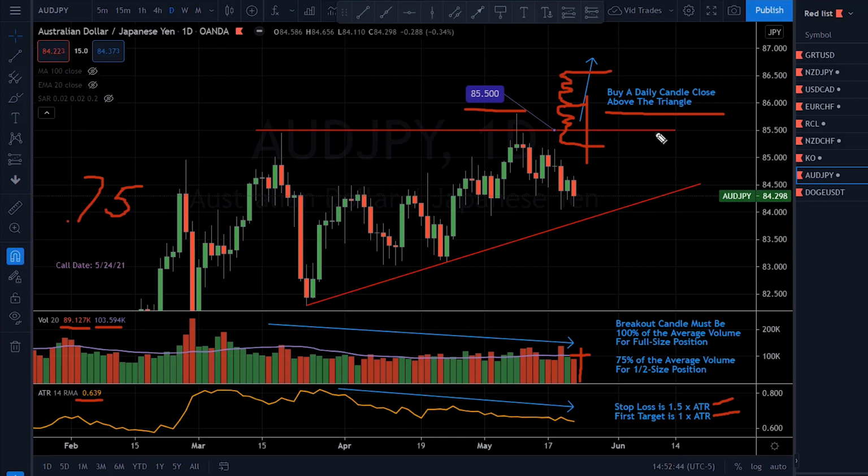If after entering the trade, a candle closes back inside the triangle, I'll take the loss right then and not wait for it to hit the stop loss. A breakout of the pattern should be explosive and hit our target fairly quickly.